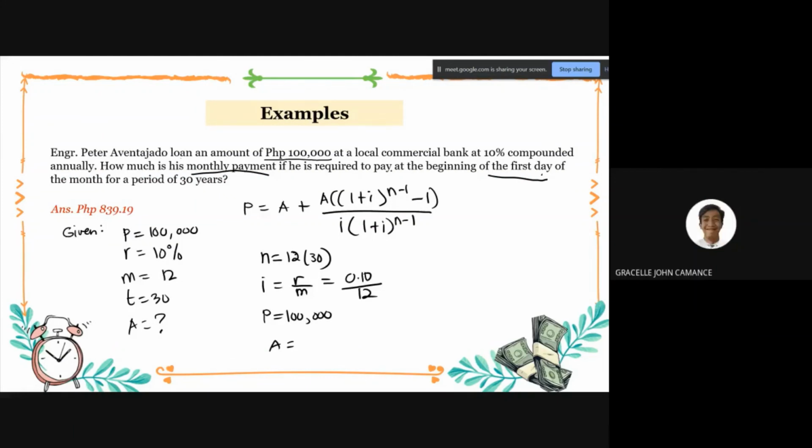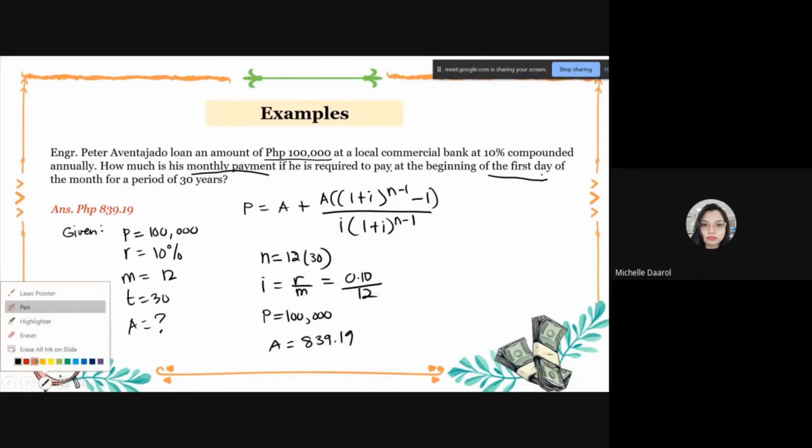Tama, ma'am. Okay, so this is 0.10. Tama? Pila answer? 839.90. Okay, so 839.90. Okay, so pwede ba ni sa calculator, ma'am? So I doubt na mo-answer si calculator. Dako na magod kayo ang n.